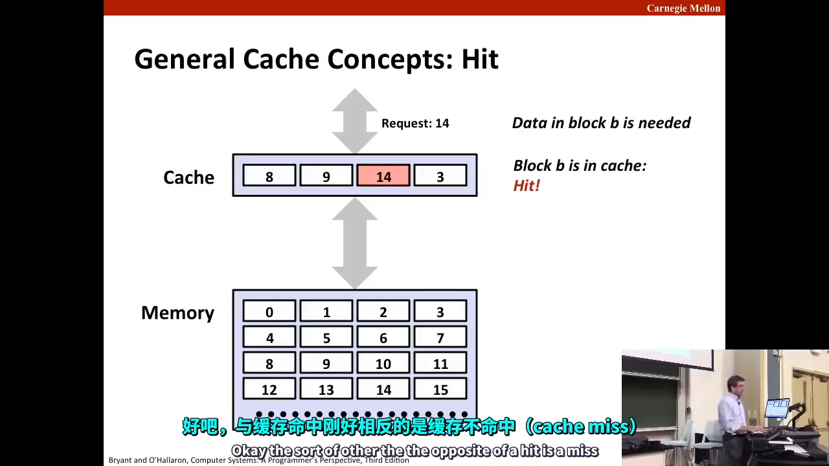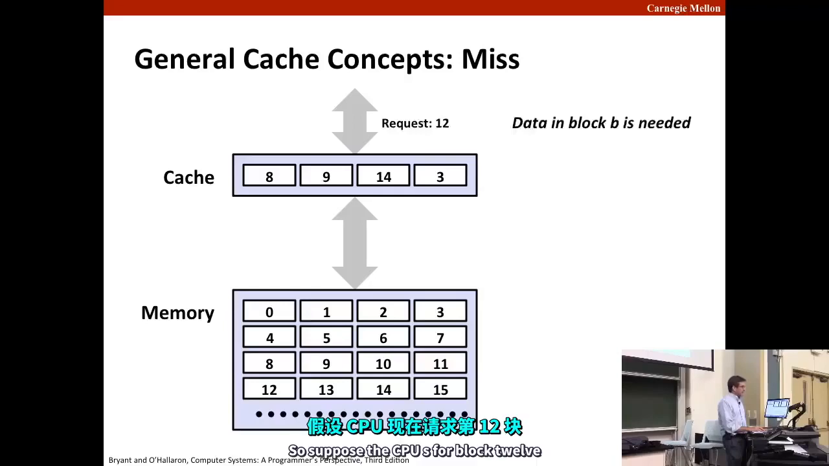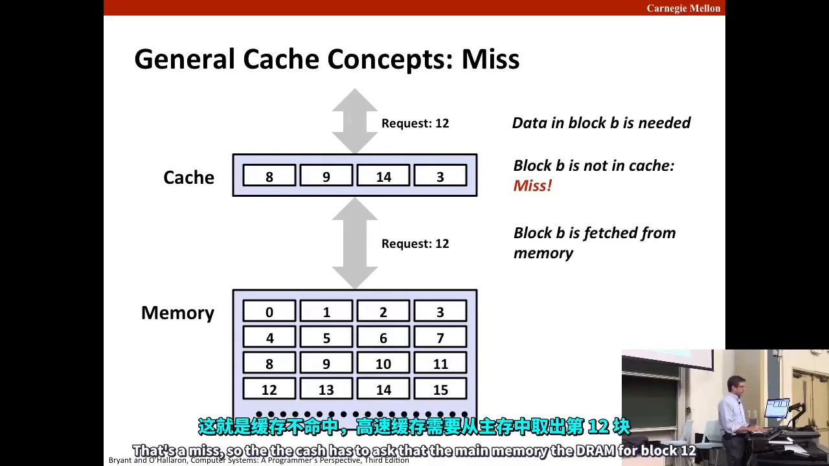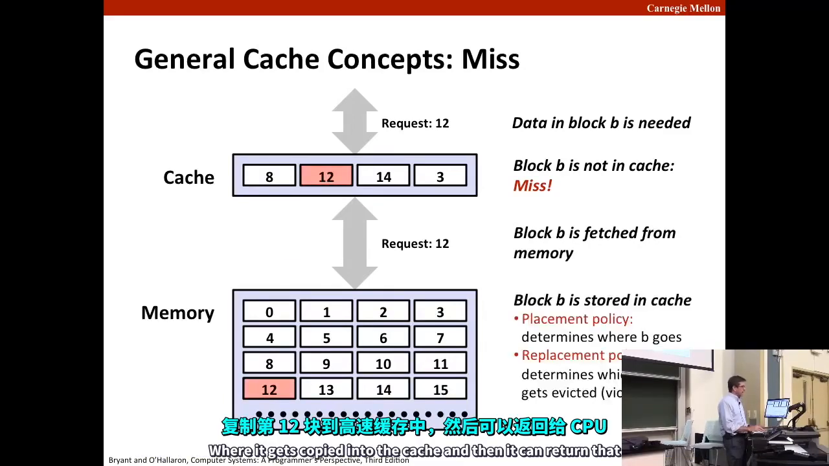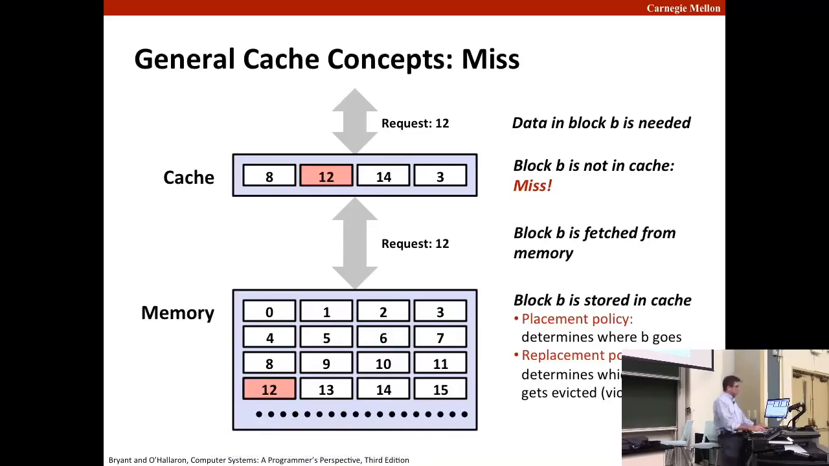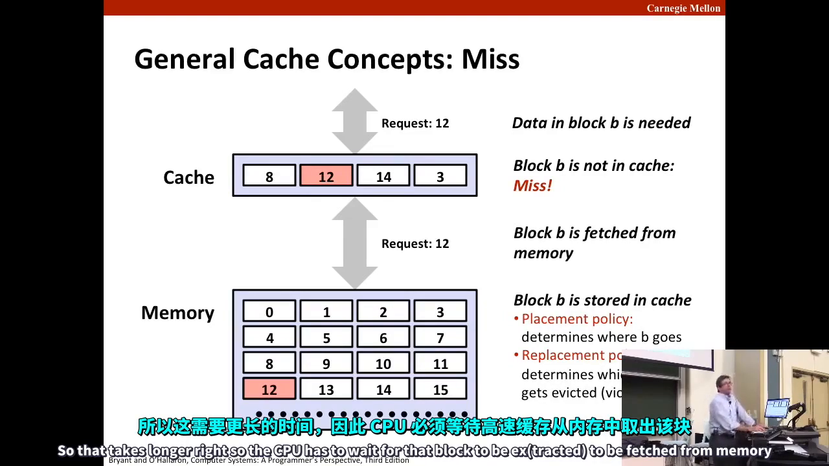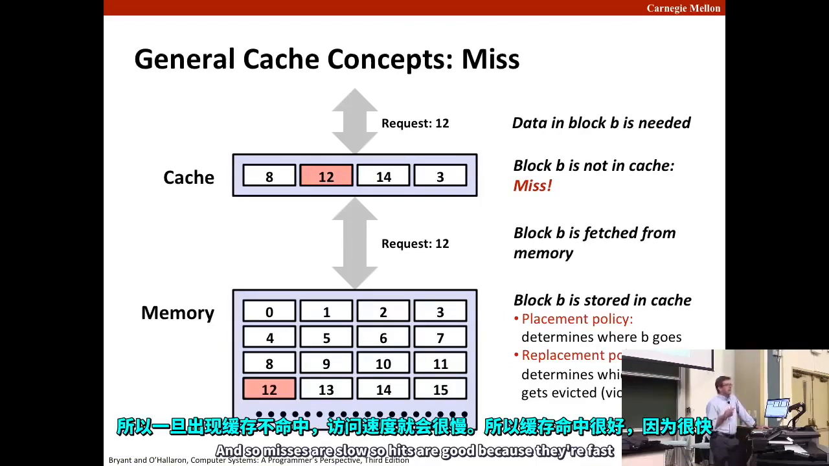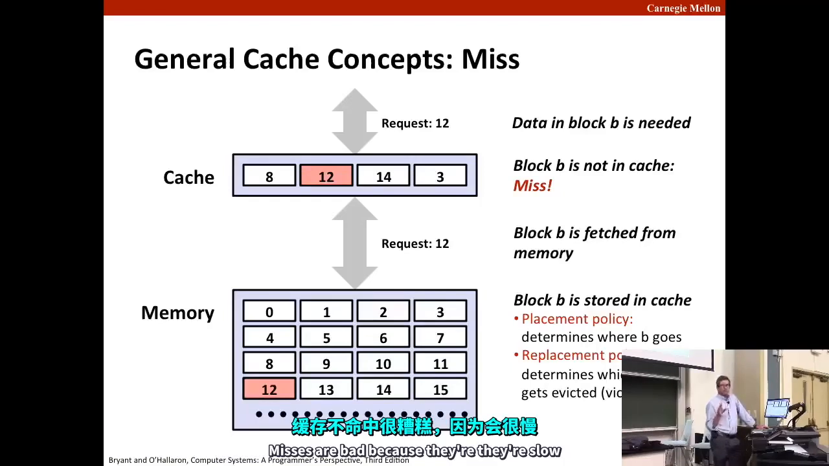The opposite of a hit is a miss. So suppose the CPU asks for block 12. The cache looks for that block, can't find it. That's a miss. So the cache has to ask the main memory, the DRAM, for block 12, where it gets copied into the cache, and then it can return that. So that takes longer, right? The CPU has to wait for that block to be fetched from memory. And so misses are slow. Hits are good because they're fast. Misses are bad because they're slow.